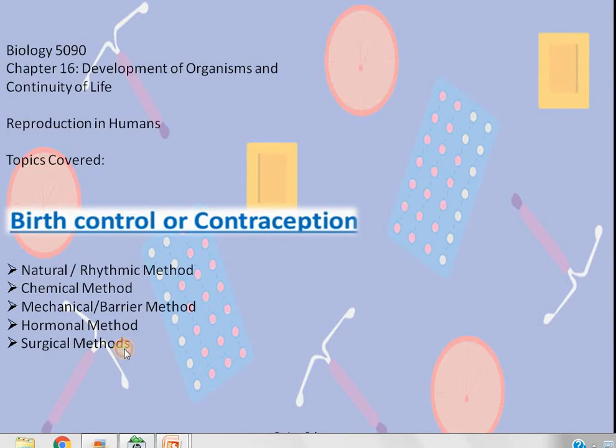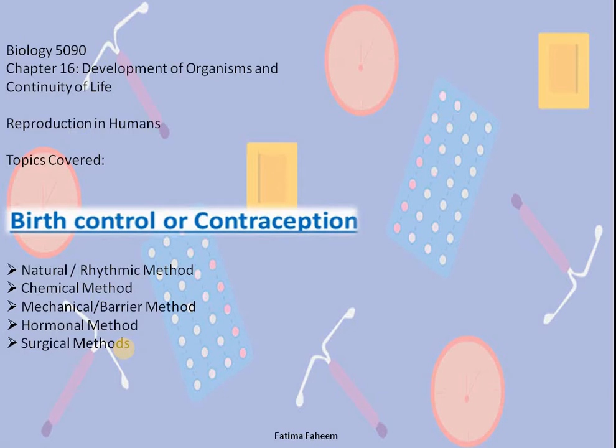All right, this is the chapter on development of organisms and continuity of life. We were looking into reproduction in humans, and in today's lesson we have to read about birth control or contraception. First of all, we will see the definition for it, and then we will move towards different methods, which include the natural or rhythmic method, chemical method, mechanical or barrier method, and then we have hormonal and surgical methods.